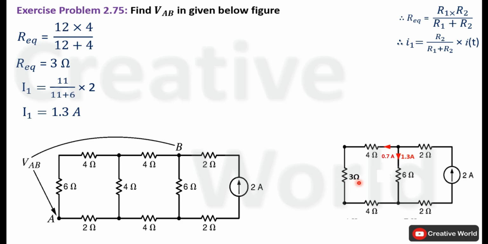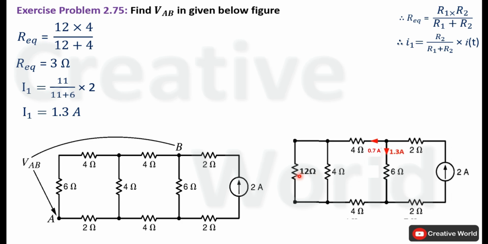So we will replace this 3 ohm resistance with 2 parallel connected resistances having the value of 12 ohm and 4 ohm. Current through this 4 ohm resistance will remain same, 0.7 ampere, because of series connection, and this same current will act as total supplied current for these 2 parallel connected resistances. We will again apply current divider rule on these 2 parallel connected resistances to calculate the current of 12 ohm. Current of 12 ohm branch will be labeled as I1 and current of 4 ohm branch will be labeled as I2. We are interested to calculate the value of current I1 only.